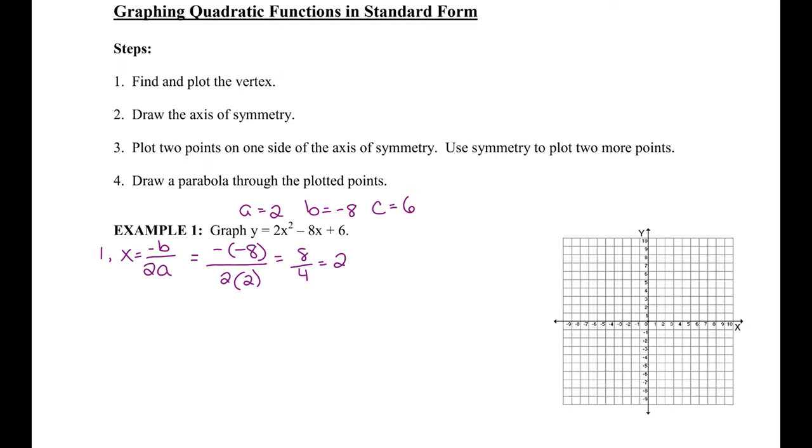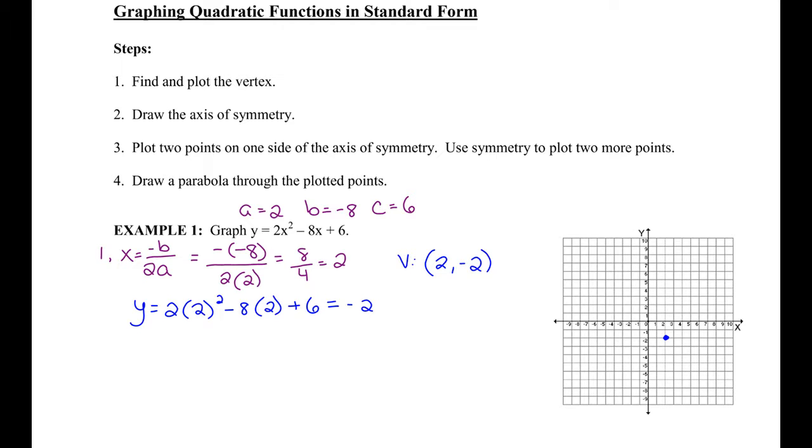To find the y value of the vertex, I'm going to plug x back into the original function for x. And I find that y is equal to negative 2. So my vertex is the point 2, comma, negative 2. So I'm going to go ahead and plot that.